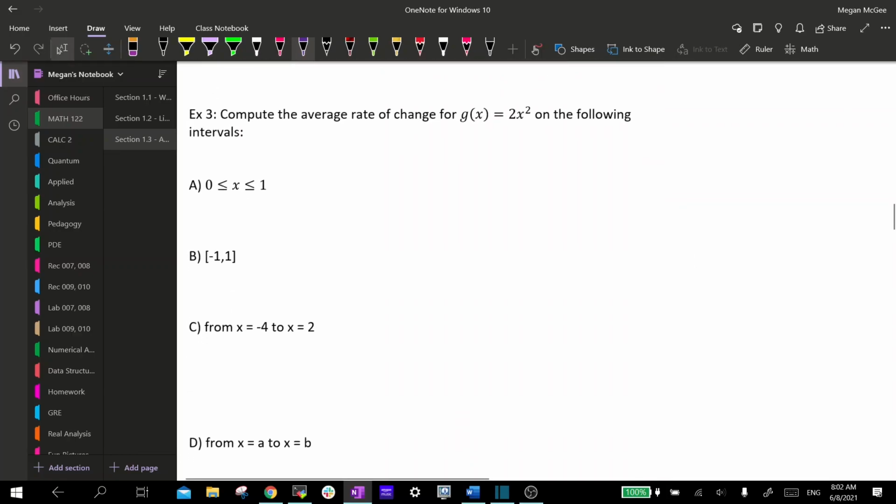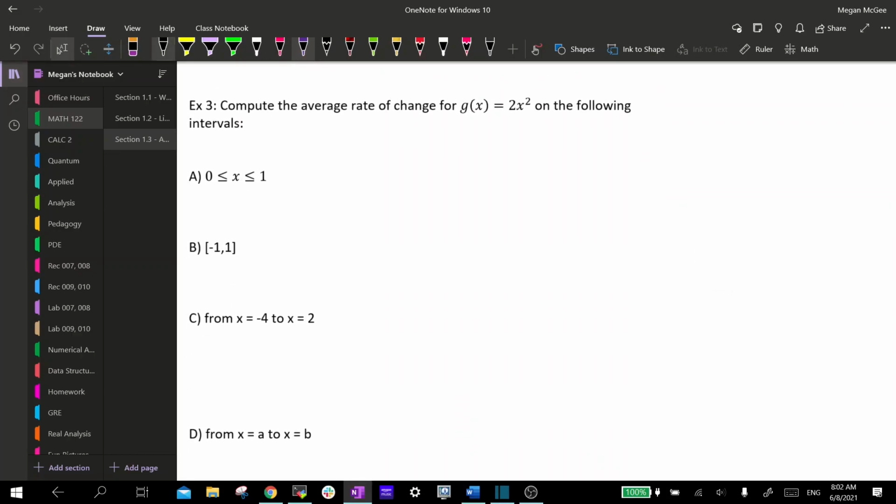All right. So example number 3 just asks us to compute the average rate of change for this function g of x on the following intervals. All right, so here we have a and b. So we need our average rate of change, and that's going to be our function evaluated at b minus our function evaluated at a over b minus a.